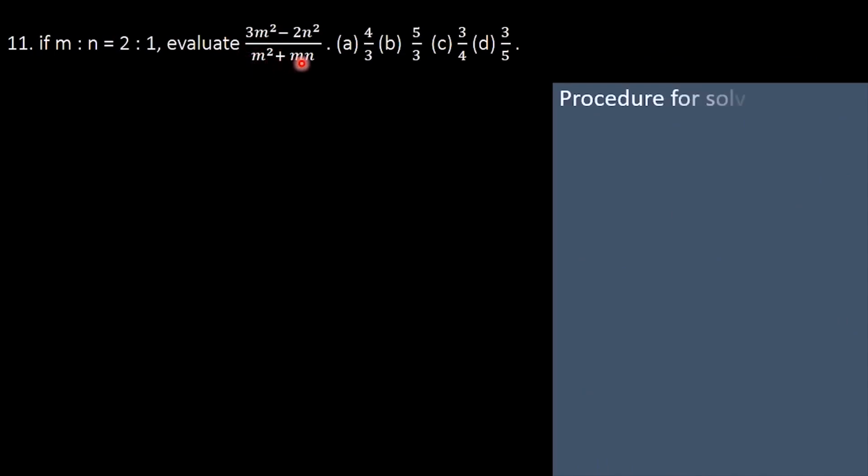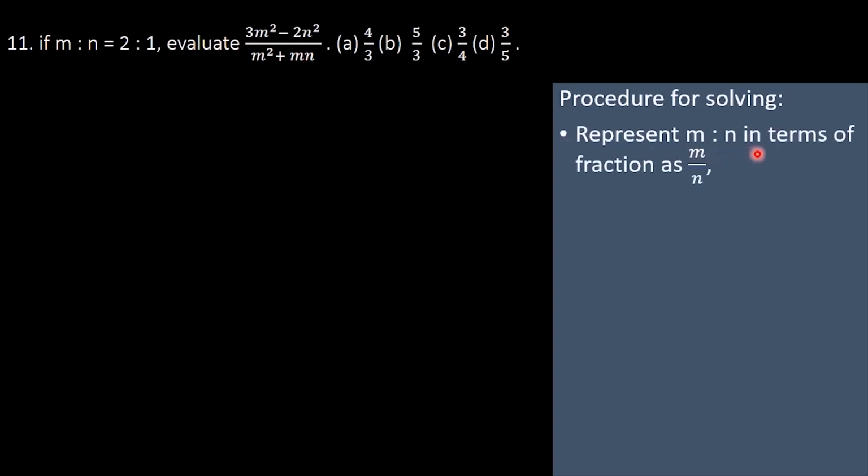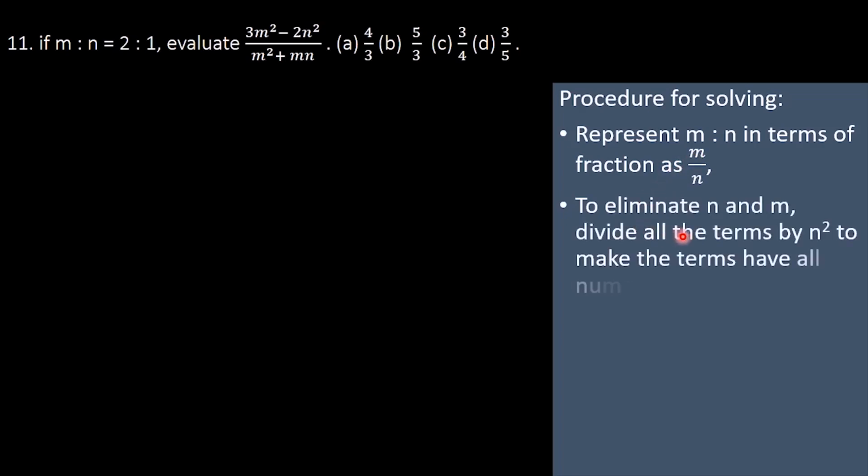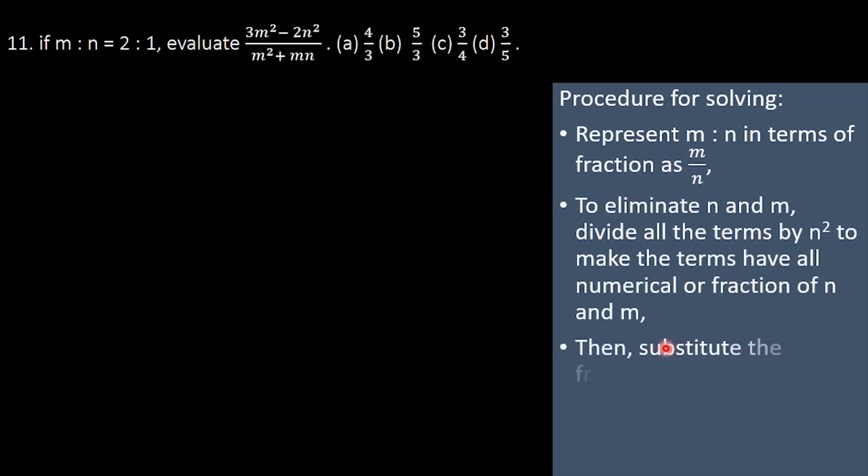Here is the procedure for solving this. Represent m ratio n in terms of fraction as m over n. Then to eliminate m and n, we divide all the terms by n squared to make the terms in fractions of n and m. Then substitute the fractions in terms of the given value.